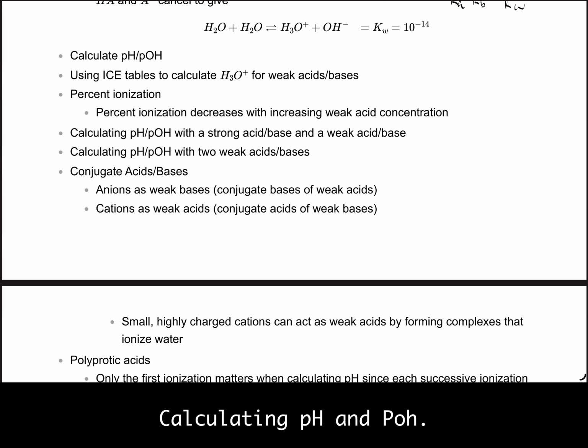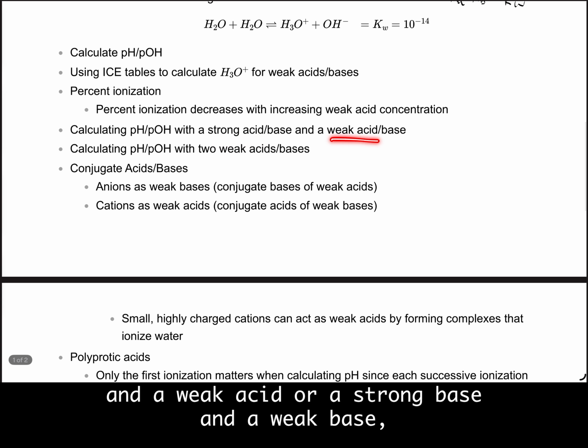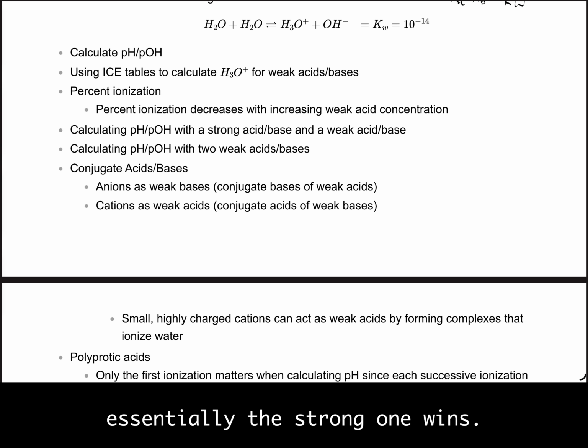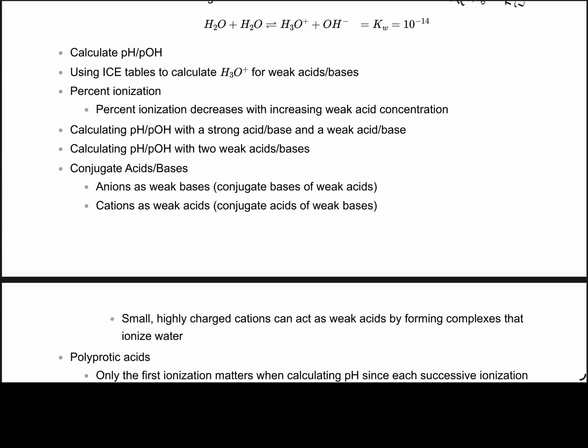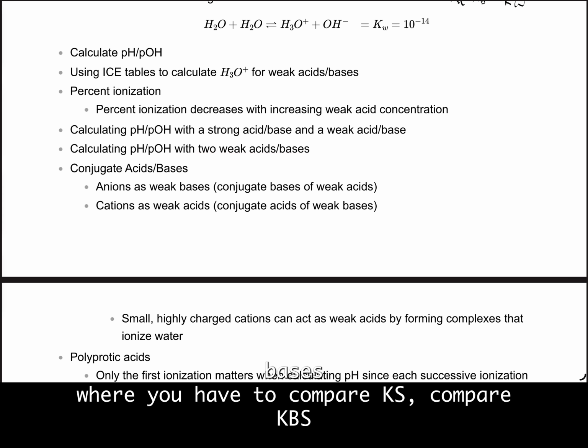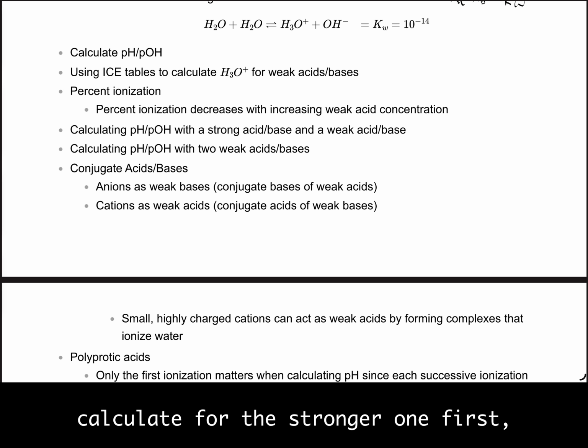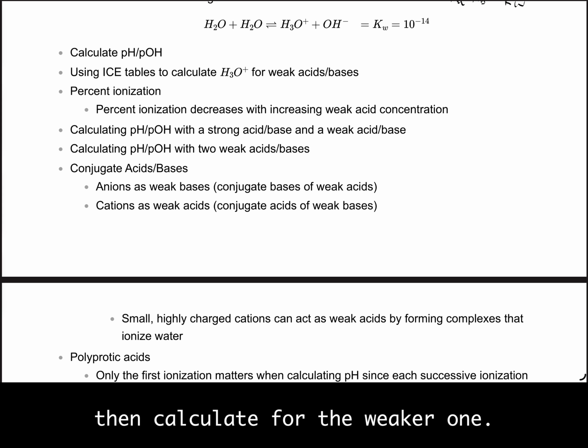Yeah, calculating pH and pOH. If you have a strong acid and a weak acid, or a strong base and a weak base, essentially the strong one wins. You almost don't have to consider the weak one. Or if you have two weak acids or bases where you have to compare Kas, compare Kbs, calculate for the stronger one first, then calculate for the weaker one.